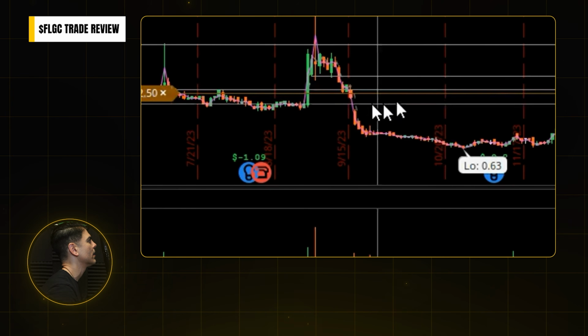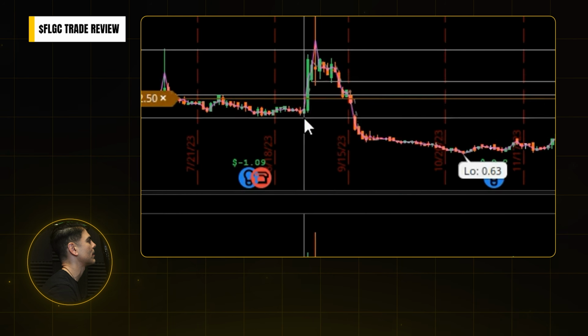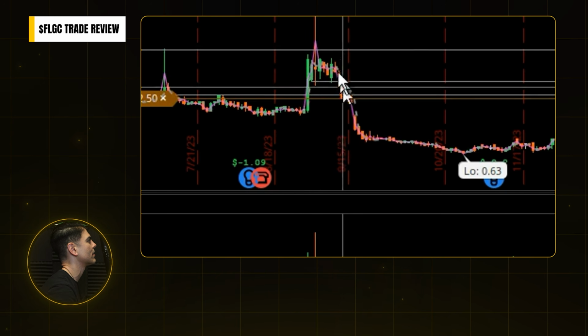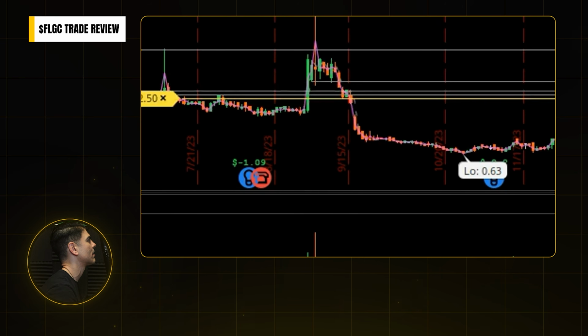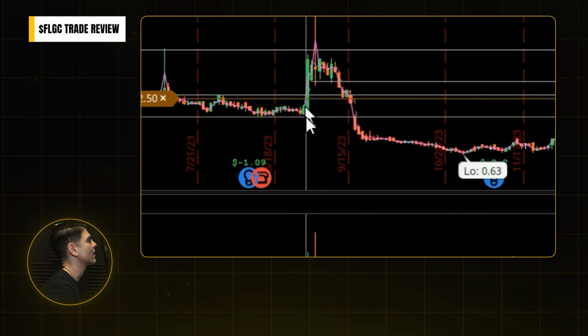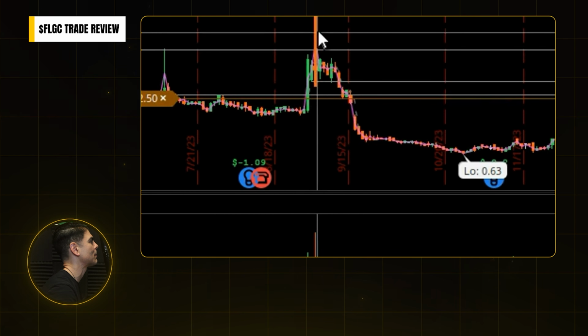And you can see it just dumped right after that. So it's like short sellers got squeezed and then it just dumped, because there was no reason for it to be up. The stock is a scam. And that's me getting squeezed out and hitting my broker stop.